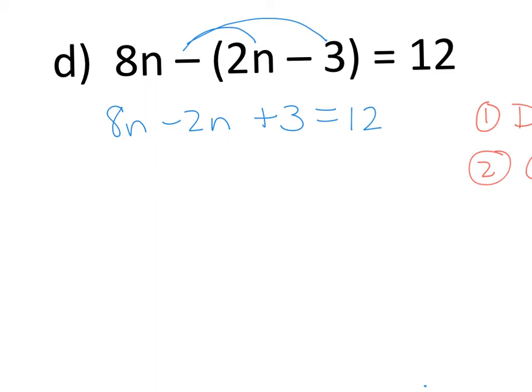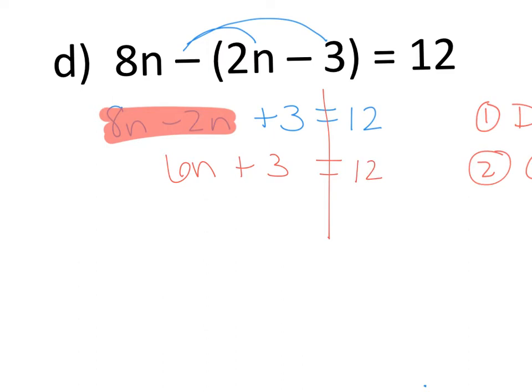So combine like terms now that I've distributed. So now we're going to put the n's together. They're on the same side of my wall. So again, if you need to draw a wall, draw a wall. So I've got 6n, 8 minus 2 is 6, plus 3 equals 12.